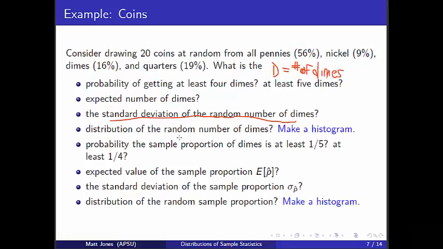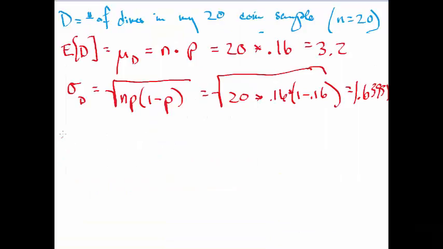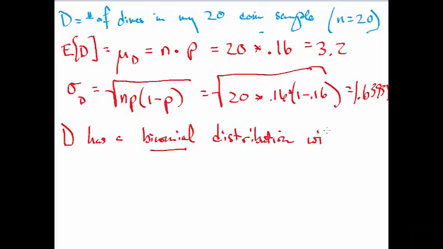Now, what's the distribution of the random number of dimes? Oh, okay. Well, we already know that. We've been using the fact that it's got a binomial distribution. Let me just write it down here. So D has a binomial distribution with n equals 20 trials and success probability p equal to 0.16.